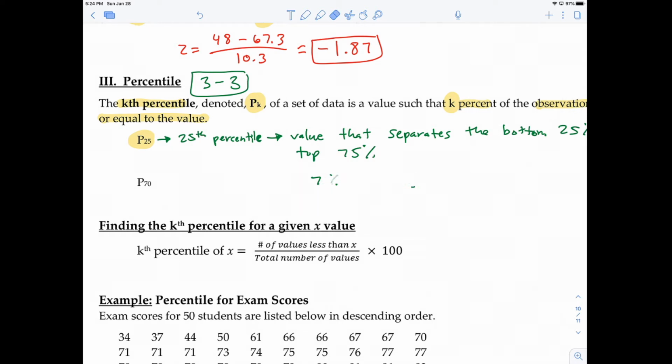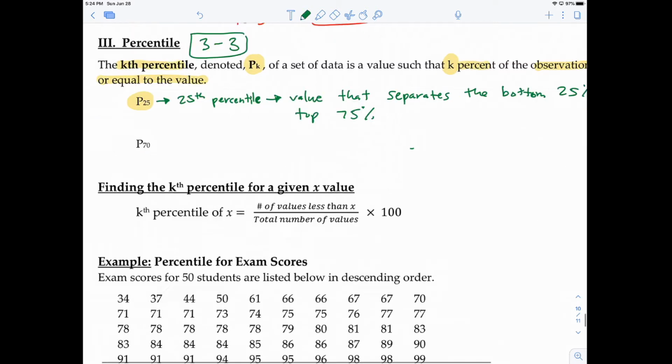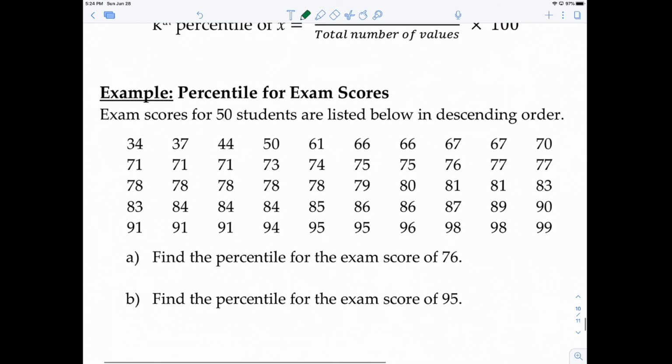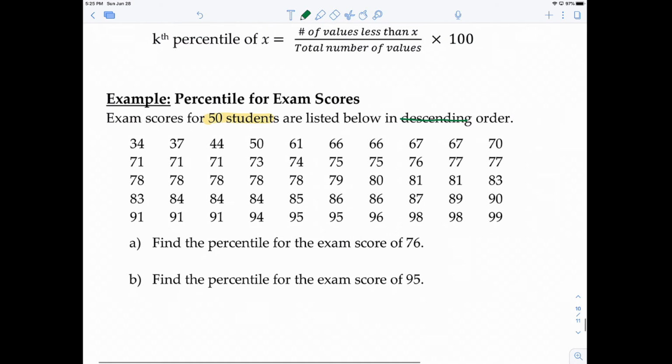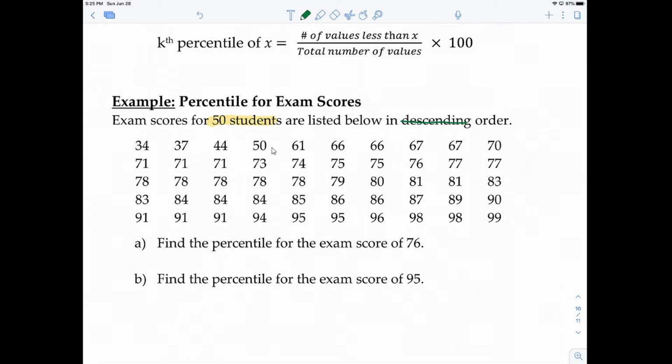Let me break things down a little further. Let's say these were exam scores for 50 students, listed below in descending order. Actually, it should have said ascending, because it starts low and goes up. That's a typo. It should say ascending order. We have 10 exam scores in each row, so that's 5 rows.